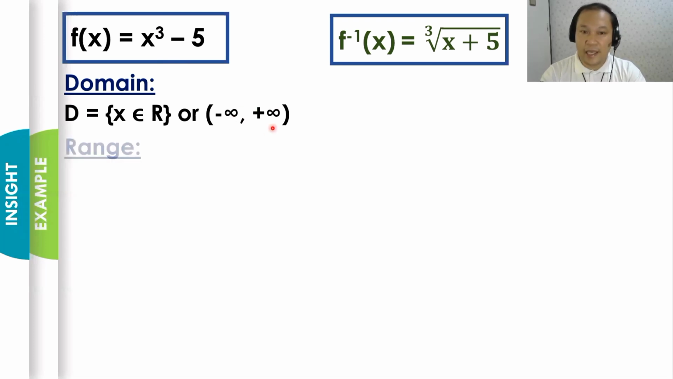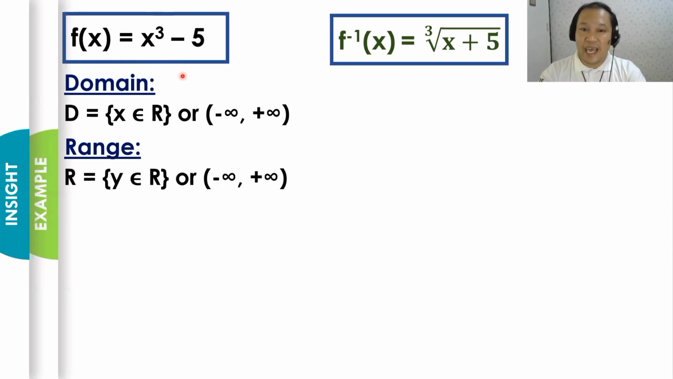Now, on the other hand, for the range, since we can assign any real number for x, the output will be y is any real number, or y is any element of the real numbers, or by notation, we can also use negative infinity to positive infinity.